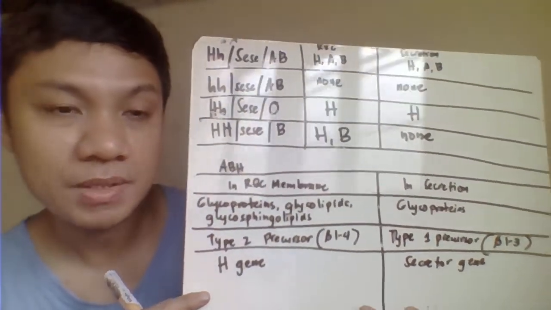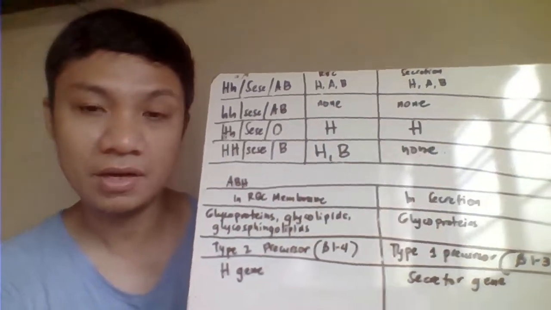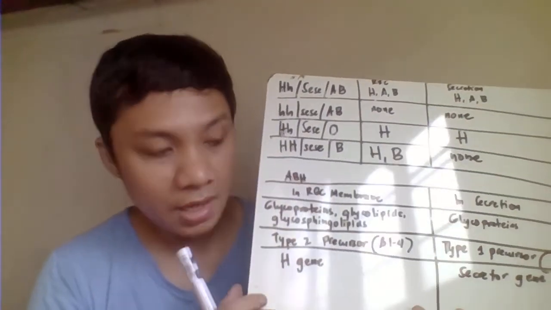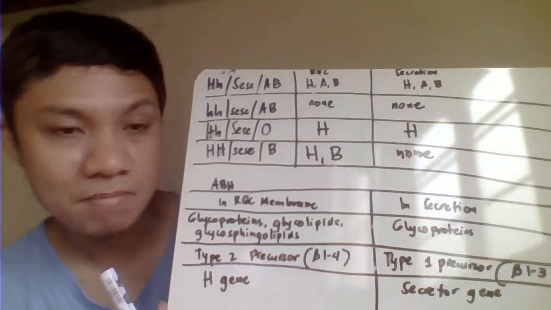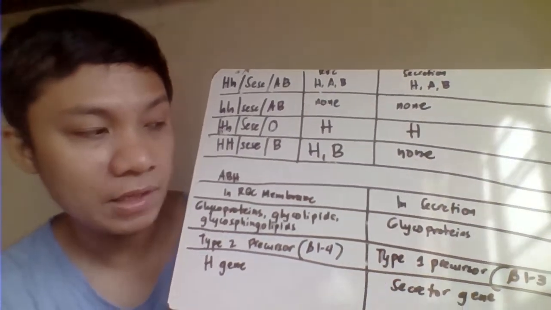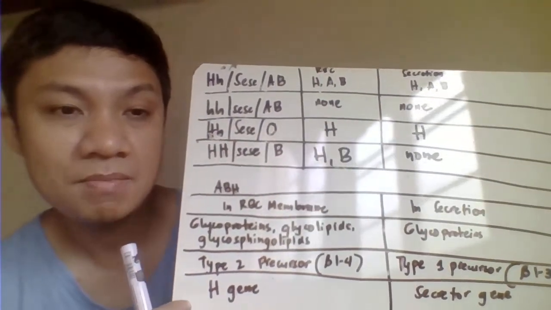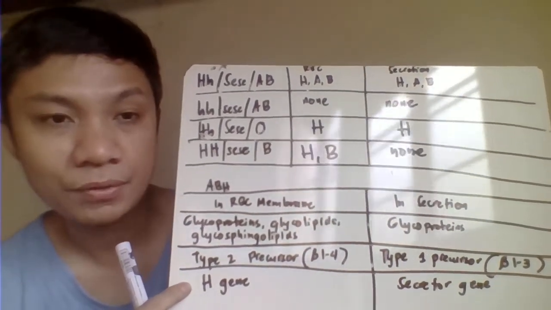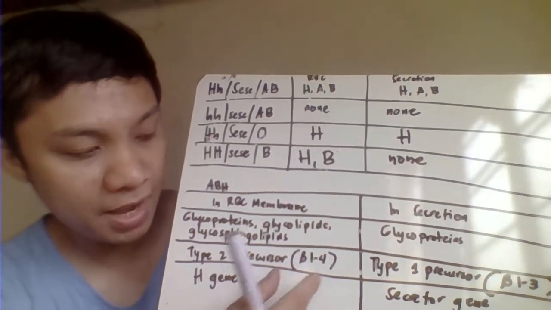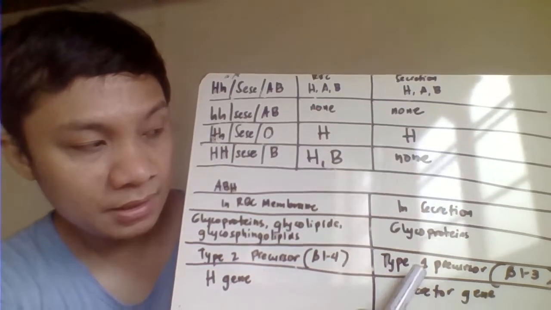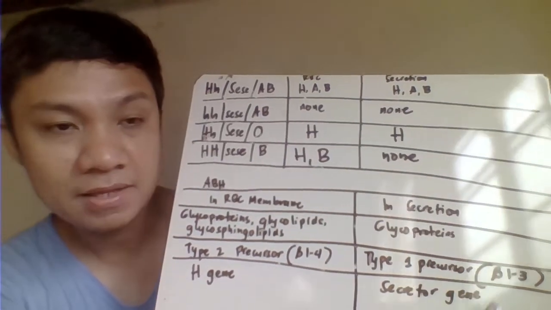Okay, then we have here the difference between your ABH substance in our RBC membrane versus your ABH substance found in our secretions. Okay, the ABH substance in our RBC membrane could be in the form of glycolipids, glycoproteins, or glycosphingolipids. But in the secretions, our ABH is only glycoproteins. Another one, in the production of your ABH substance in your RBC membrane, you require the type 2 precursor. And that's why the terminal D-galactose is being linked to your N-acetylglucosamine by your beta-1,4 linkage. In secretion, for ABH production you need here the type 1 precursor, linked here by the beta-1,3 linkage.